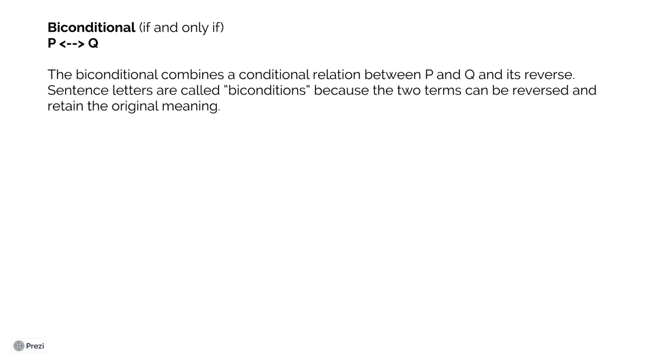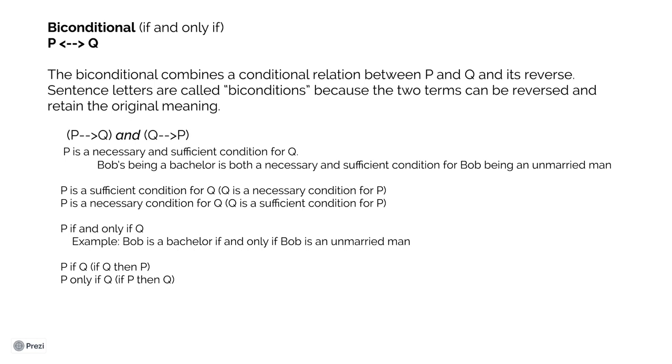Now remember, we said in the case of a conditional, if P then Q does not mean if Q then P. Well, in the case of a biconditional, that is the case. The biconditional signals that if P is the case, then Q is the case, and necessarily, if Q is the case, then P is the case. In other words, P biconditional Q is the same as writing P right arrow Q and Q right arrow P. So P is a necessary and sufficient condition for Q.